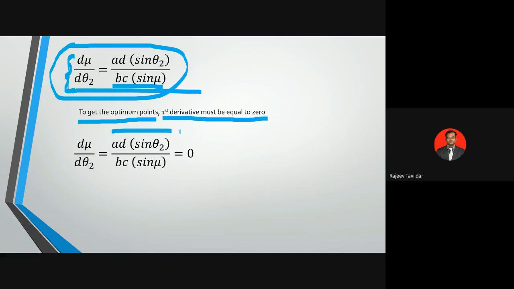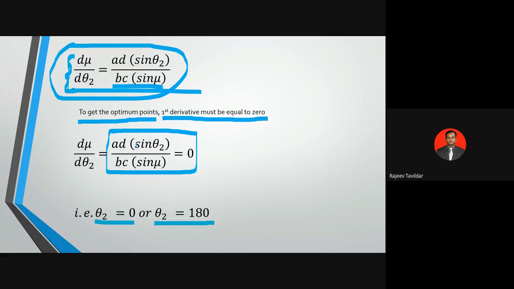Okay, so when will this equation be satisfied? Either A has to be zero, which is not true, A has some length. Either D has to be zero, that is also not true. Or this sin theta 2 must be zero. For sin theta 2 to be zero, the value of theta 2 must be either 0 degrees or 180 degrees. So in order to satisfy this equation, the value of theta 2 must be either 0 or 180. Only then will the sine value become 0 and the numerator become 0, so the entire equation will become 0.